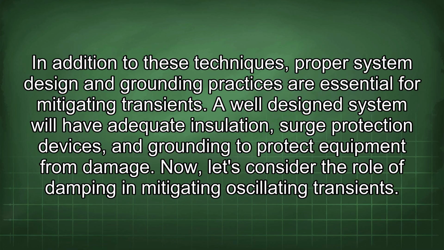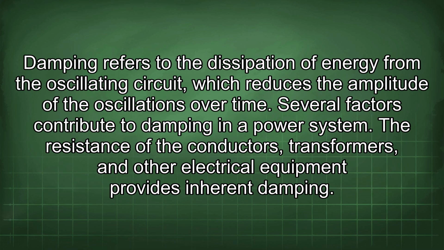A well-designed system will have adequate insulation, surge protection devices, and grounding to protect equipment from damage. Now, let's consider the role of damping in mitigating oscillating transients. Damping refers to the dissipation of energy from the oscillating circuit, which reduces the amplitude of the oscillations over time.